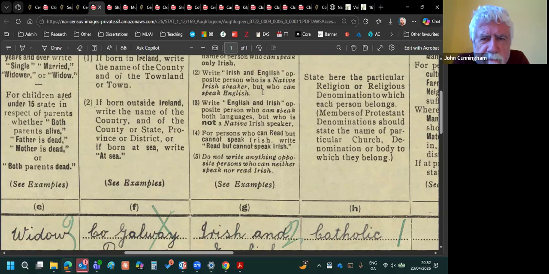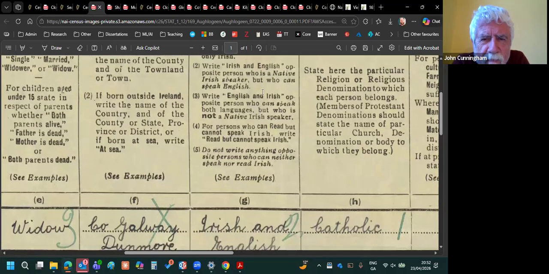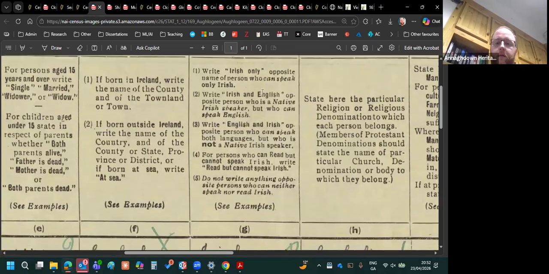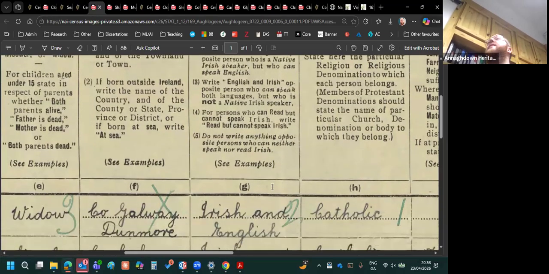Well, there's no entry at all under Irish and English. It's that point. Any cases. And it was that way in the 1901 and 1911. That's actually option 5 here, yeah. Do not write anything opposite persons who can neither speak nor read Irish. Yeah. No, they were completely focused on Irish language, yeah. Yeah. Sorry. Question.